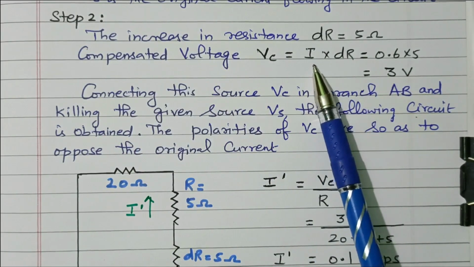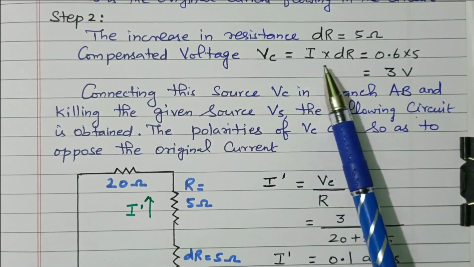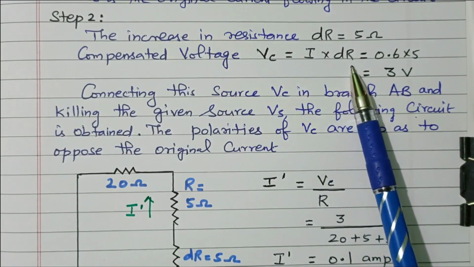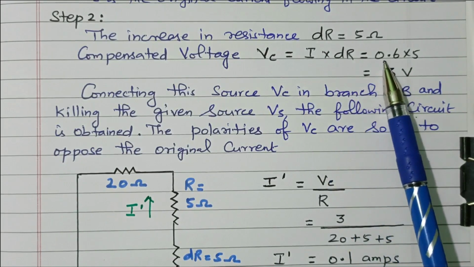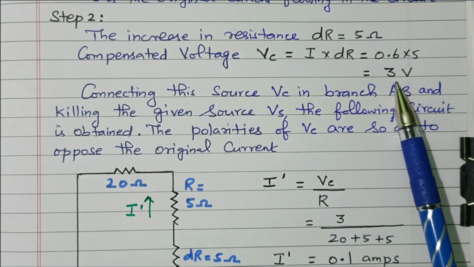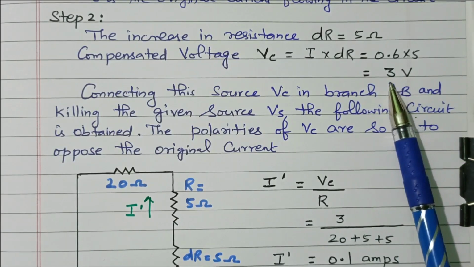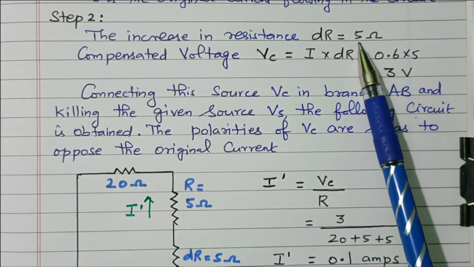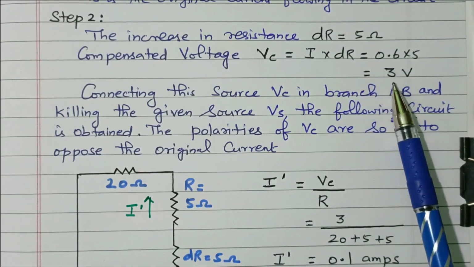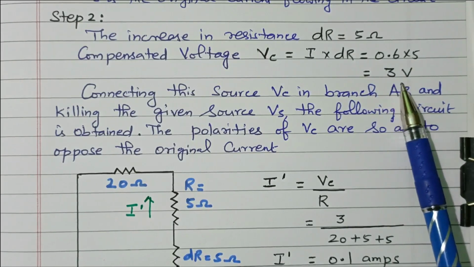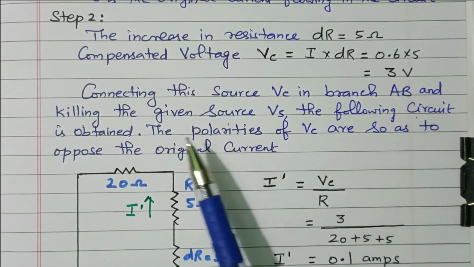What is this I? I is the original current flowing through the circuit. This dR is the change in resistor. We are going to change it by a 5 ohm resistor, right? So the original current we calculated, 0.6, into 5, that is 3 volts. So we need to go with the compensation voltage of 3 volts, right? Due to the change in resistor, there will be an opposing voltage, which is called a compensation voltage. That value is 3 volts.